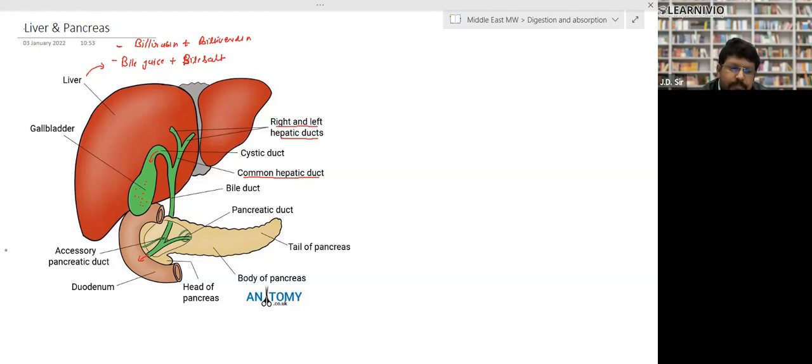Now the heading: liver. Liver is the largest gland of the body. Full stop. Present at the upper right side of the abdominal cavity. Full stop. It is heavier in male than female. Full stop.